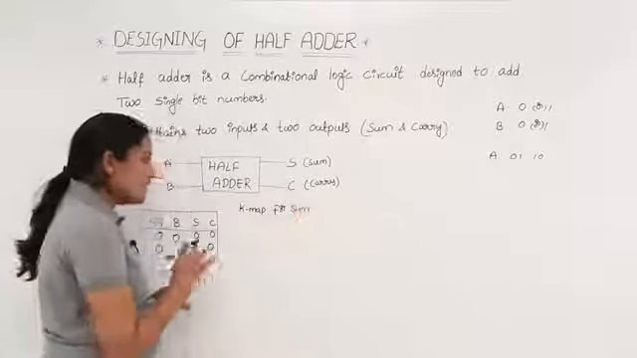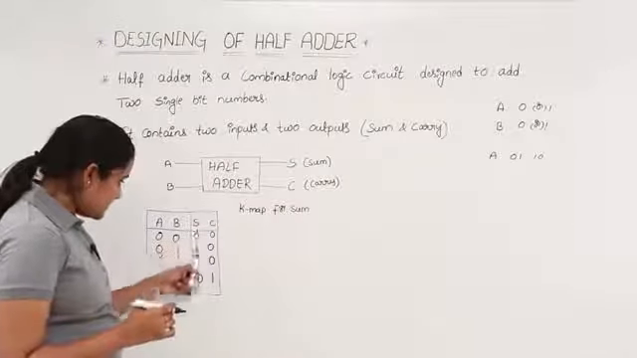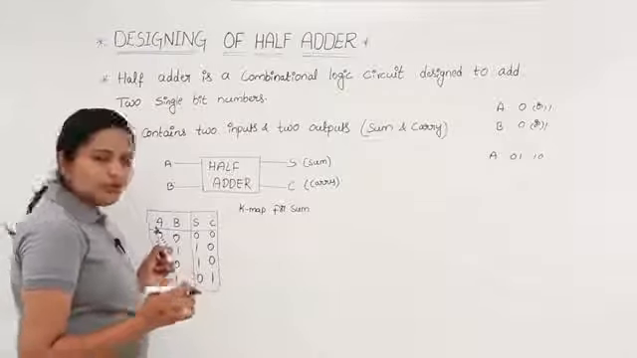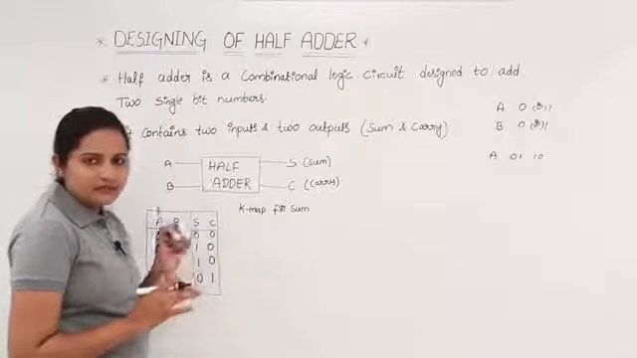Whatever K-map I am taking here is for the sum line. How many input variables are there? Two input variables are there for this sum.